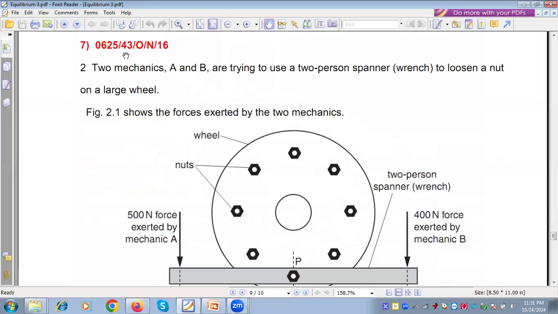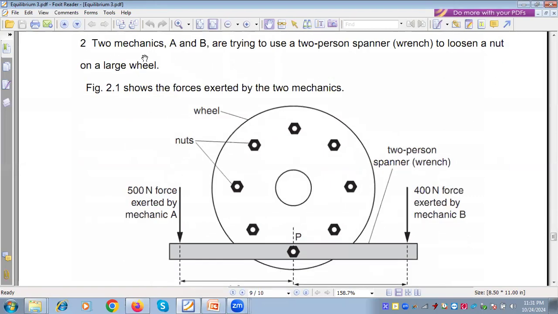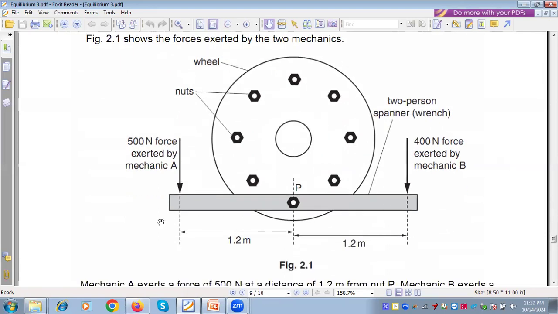Now, this is another question, number 7, variant 43, October/November 2016. Two mechanics, A and B, are trying to use a two-person spanner wrench to loosen a nut on a large wheel. So this is the large wheel and two people are using it. Mechanic A is applying a force of 500 Newton, and the other mechanic is applying 400 Newton. The distance of the two mechanics from the pivot is the same, 1.2 meter.